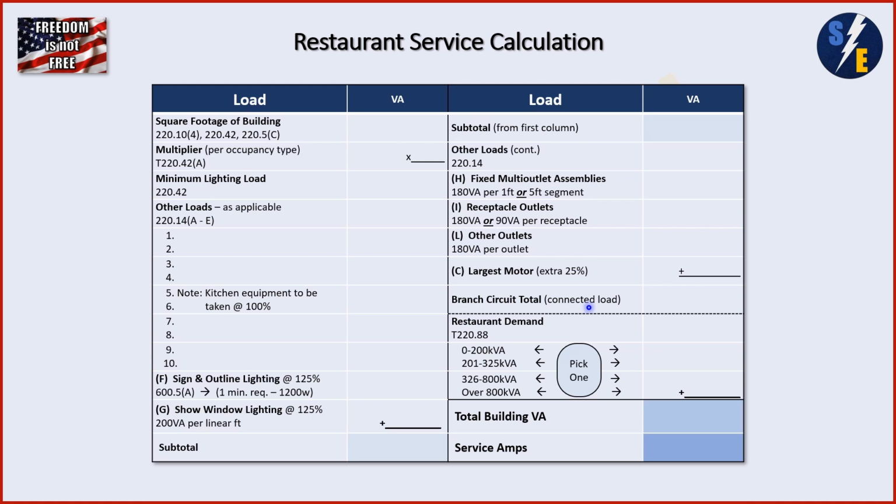This is our connected load because it's everything just totaled up. No demands have been applied. After that, we're going to go to Table 220.88, and that's where we're going to find our demand. And basically the way this works is it's a demand on the entire total. This branch circuit total is what you plug into the formula in this table. And then that's going to give us our total building VA. After that, we can divide by our service voltage, taking into consideration our phasing, and that will give us our service amps. Then we can start to size our feeders, our conduit, and our service equipment.